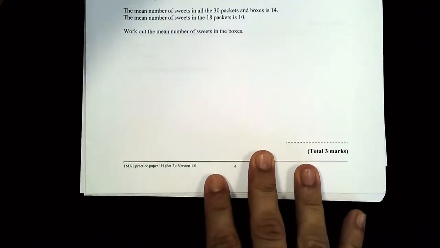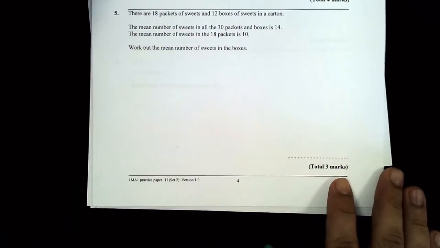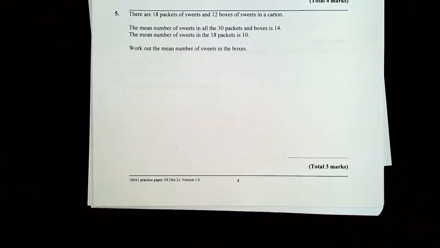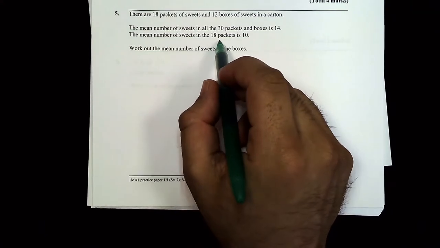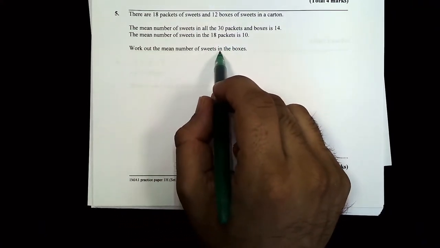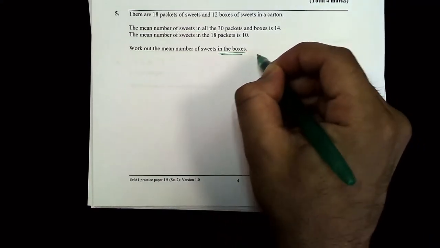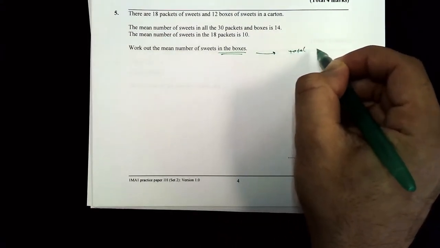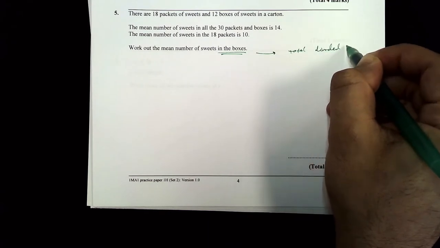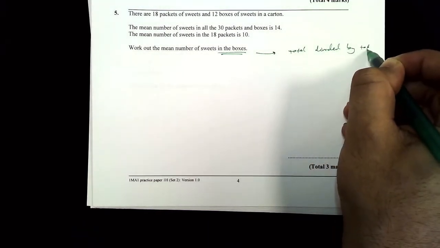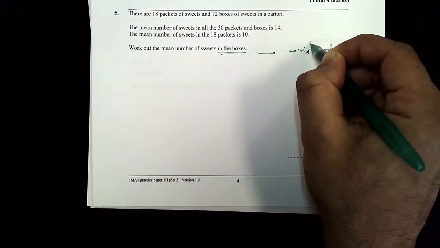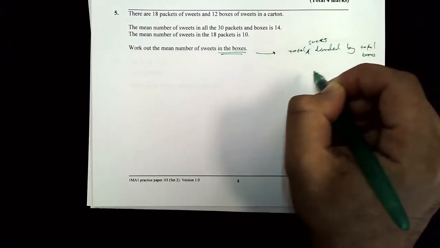Next, question 5. There are 18 packets of sweets and 12 boxes of sweets in a carton. The mean number is 14. The mean number of sweets in the 18 packets is 10. Work out the mean number of sweets in the boxes. Well, in all the boxes, what I need is total divided by total boxes. So I should have written total sweets here. So total sweets divided by total boxes.